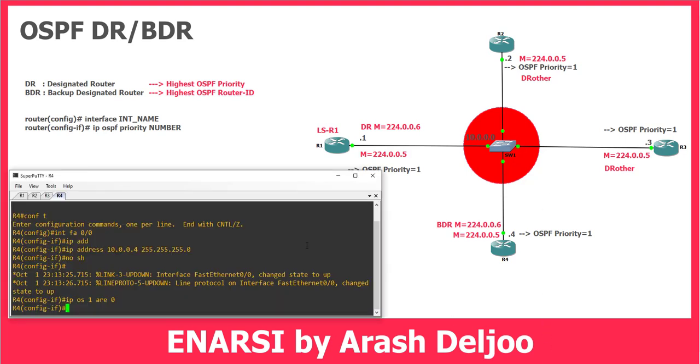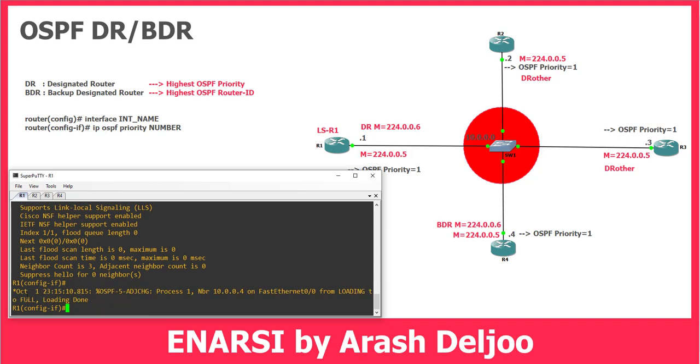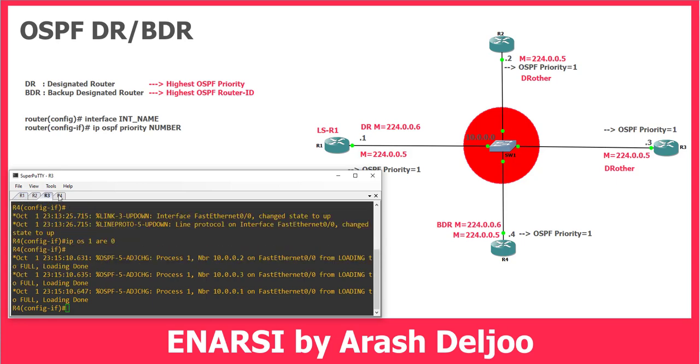And now let me show you what is happening. As you can see, again, we should wait, because after 40 seconds, we are selecting the DR and BDR. As you can see now, the DR and BDR are being selected. Here you can see the log of neighborship. What is occurring? Let me show you what happened.